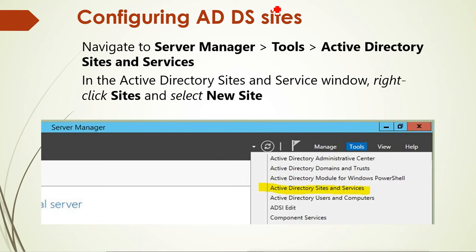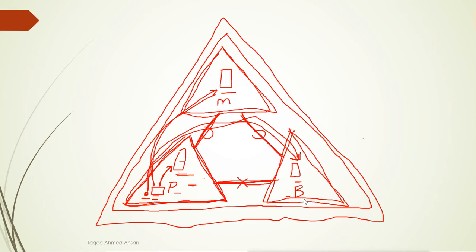Now how can we configure the site? Remember, by default we have only a single site. If you want, you can configure multiple sites, whatever you like. For example, I have this topology with these 3 sites in different locations. So I will now configure these 3 sites.